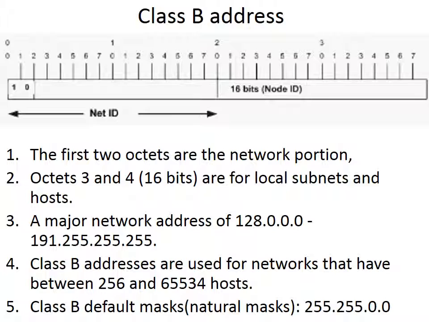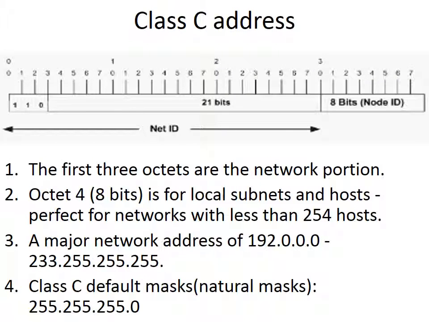A major Class B network address range is between 128.0.0.0 and 191.255.255.255. Its default natural mask is 255.255.0.0. It means the first 2 octets, 16 bits, are for the network portion, and octets 3 and 4, 16 bits, are for the network manager to divide into subnets and hosts. You may have up to about 65,000 useful hosts.